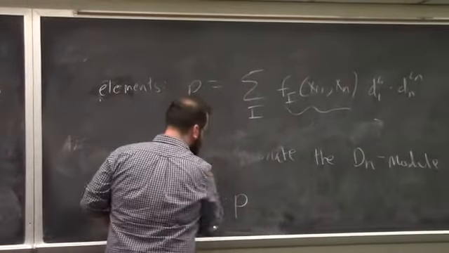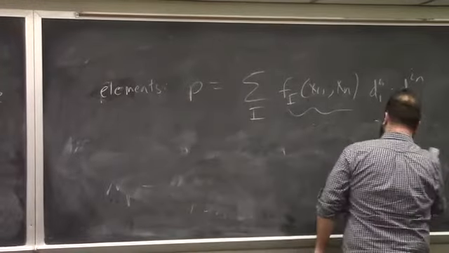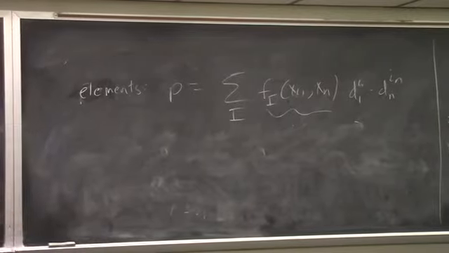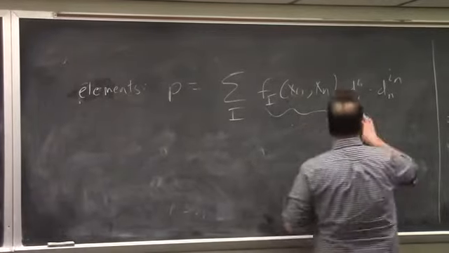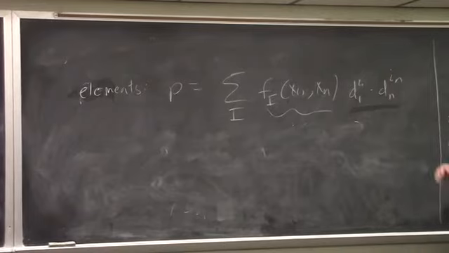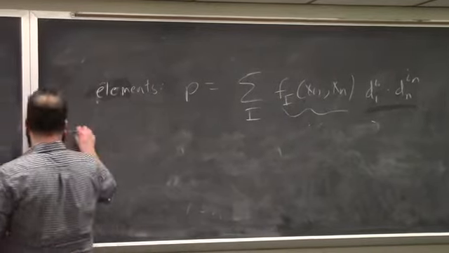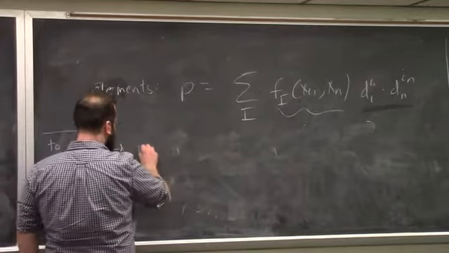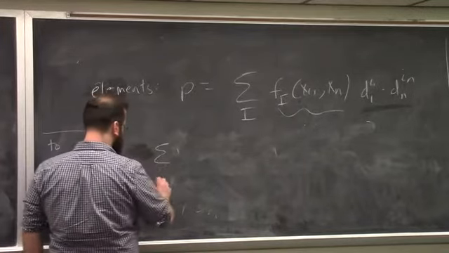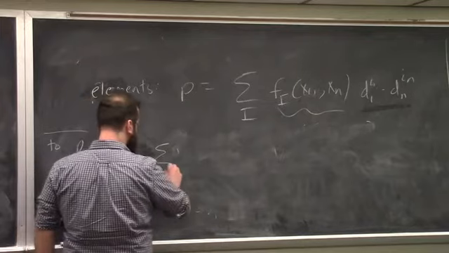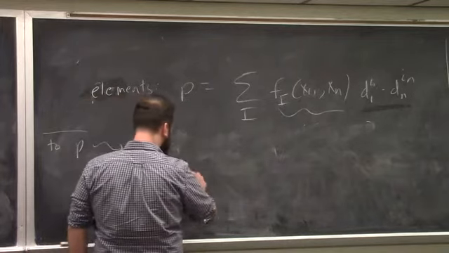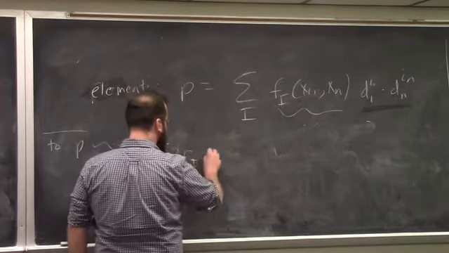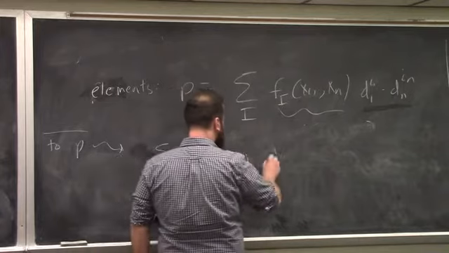So if you have a P like this, what you do is you say, okay, I have a sort of ordering on my differential operators by the total degree. So to P, I can attach the expression sum over I, such that the total order of I is maximal, and then Fi and Di.